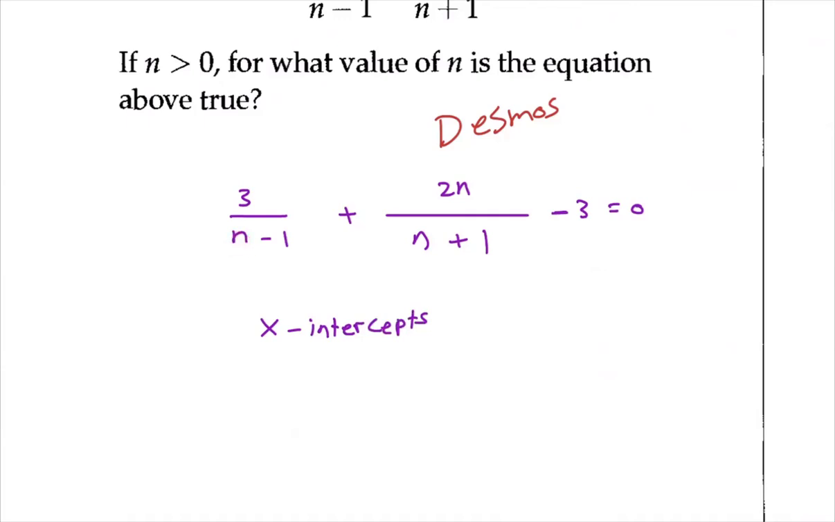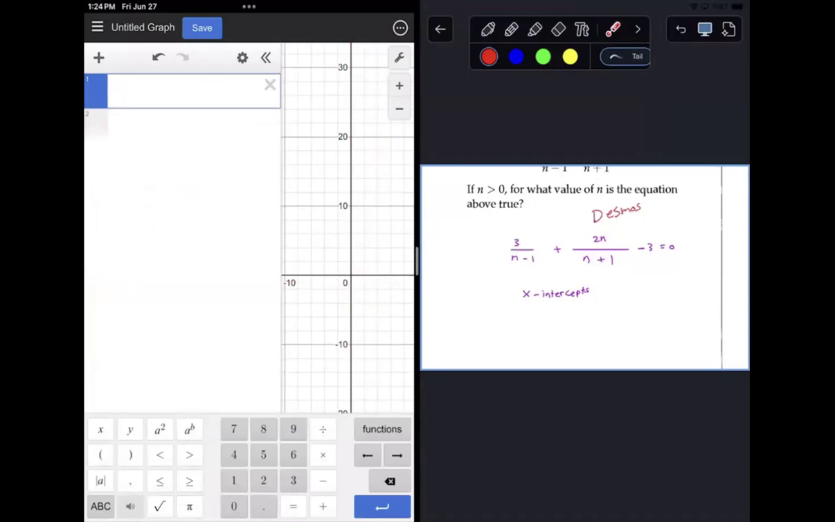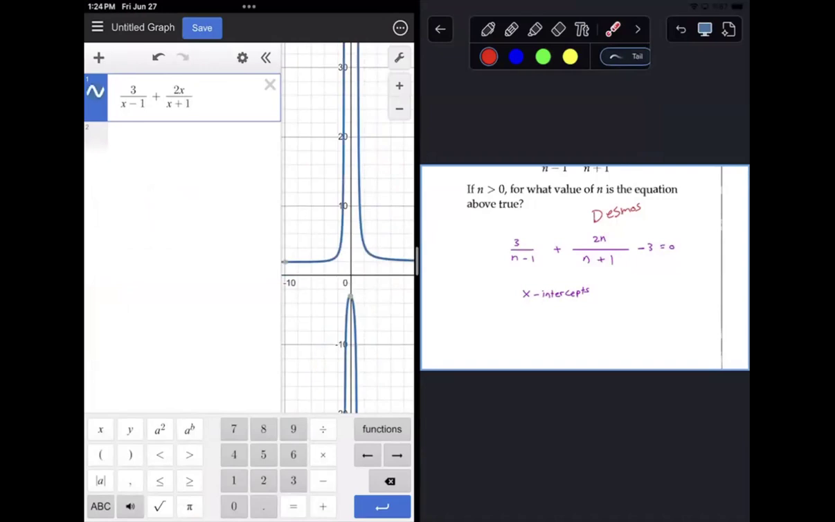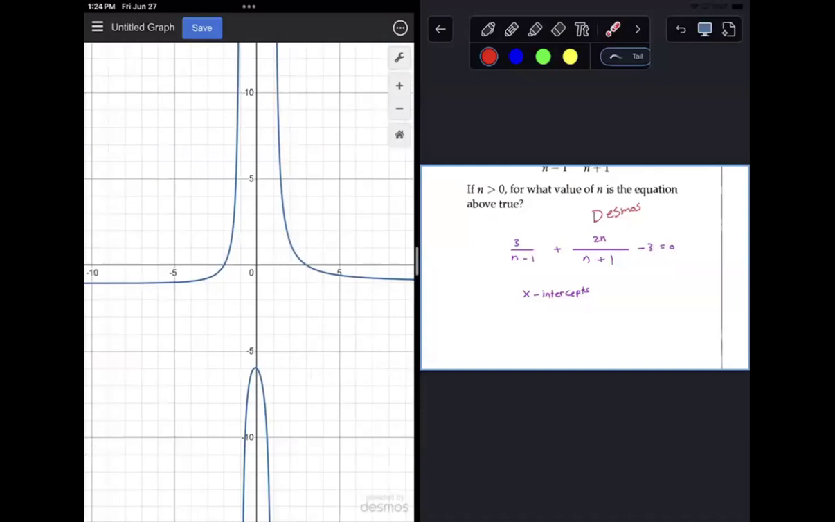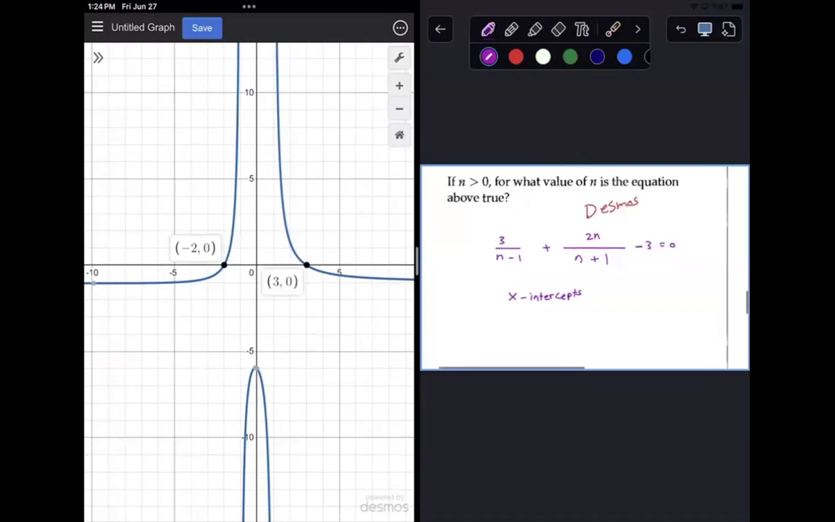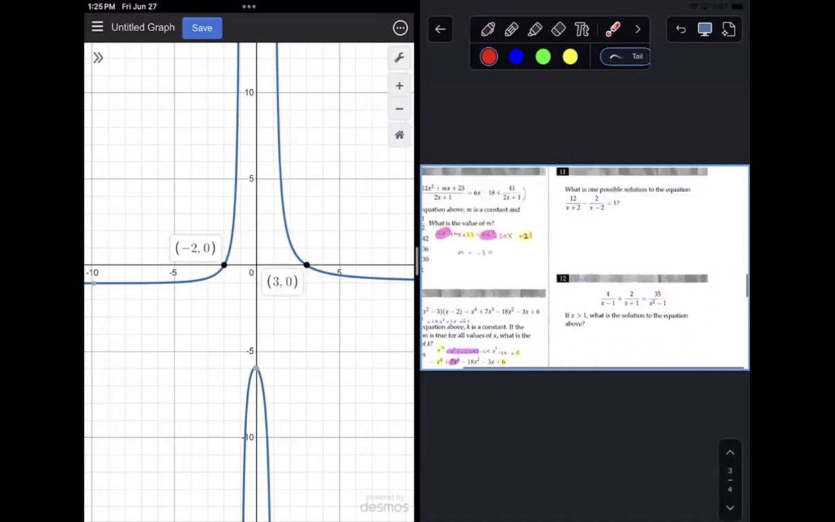So I'm going to do it. Let's write the equation, and instead of n, as we said, it will be x. So 3 over x minus 1 plus 2x over x plus 1, negative 3. And what are the x-intercepts? Here we have two x-intercepts. This is negative 2 and this is 3. The first value for n is negative 2, and the second value is n equal to 3. But I'm going to refuse the first answer because we have a condition that n is greater than 0. It means n is positive.